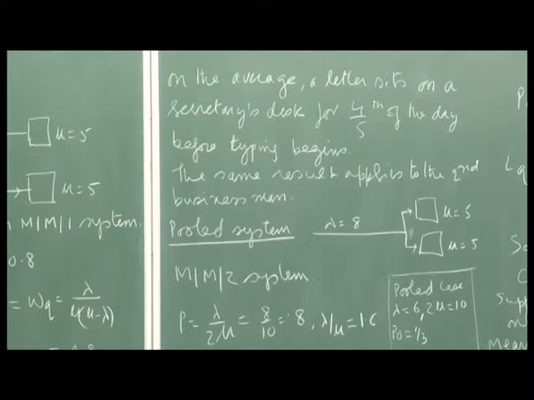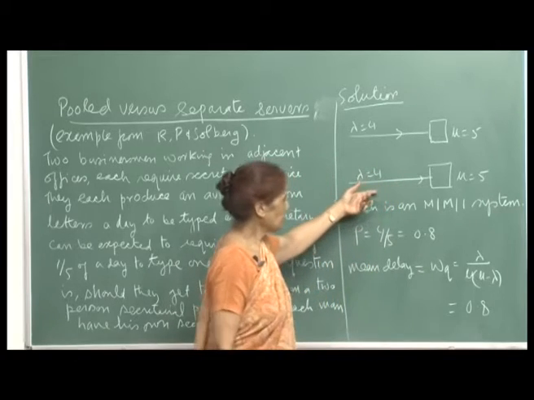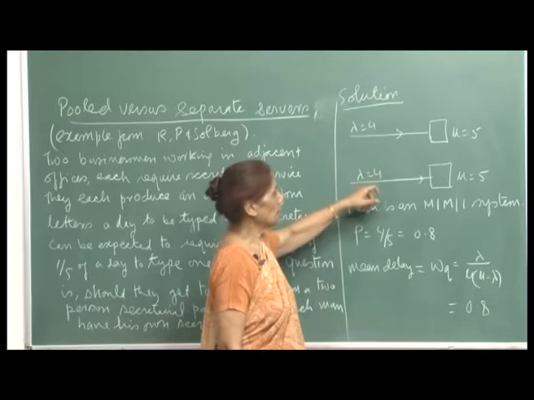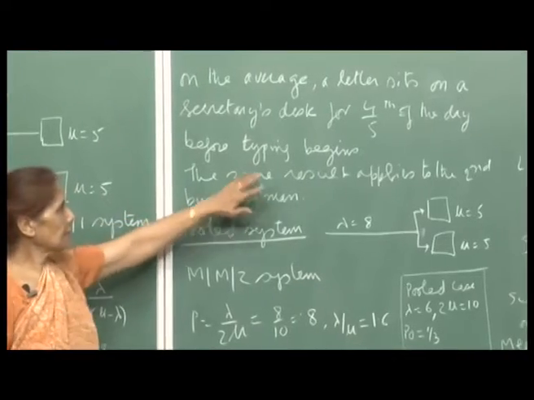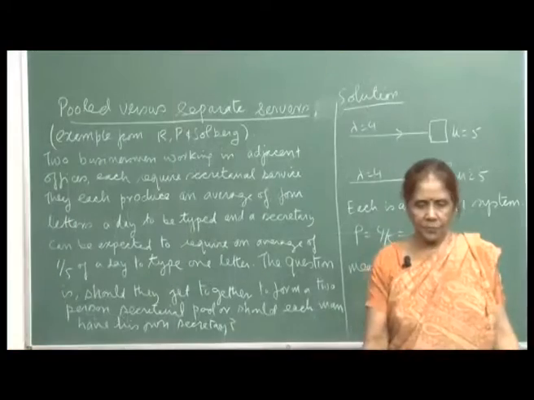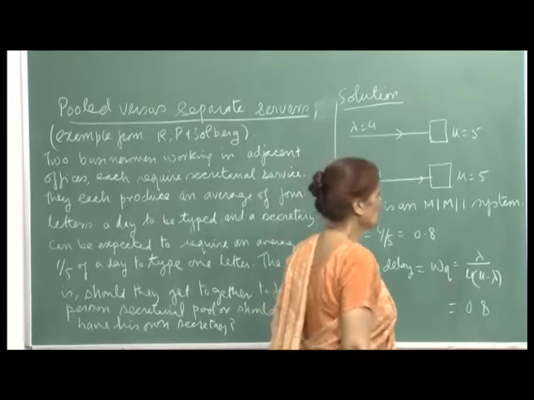Now, the same applies to the second businessman also, because they are identical M/M/1 systems with the same data. So, the second businessman also will have the same thing happening to his letters, that for 4/5 of the day the letter will be waiting on the average, and then the typing begins.